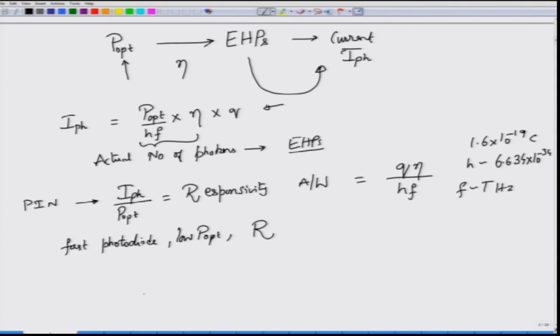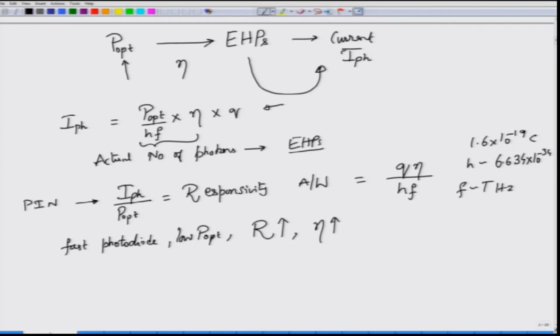For the PIN detectors, the responsivity is measured in ampere per watt, and remember, PIN detectors will only generate primary electron hole pairs. There is no multiplication of the electron hole pairs involved there. So, you want a very large responsivity, which means that there is a large current gain. You also want a very high quantum efficiency, so that you can actually absorb as many photons as possible.